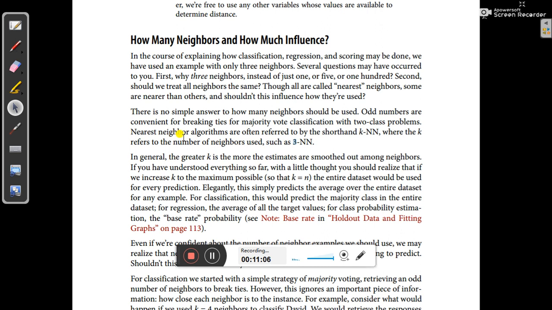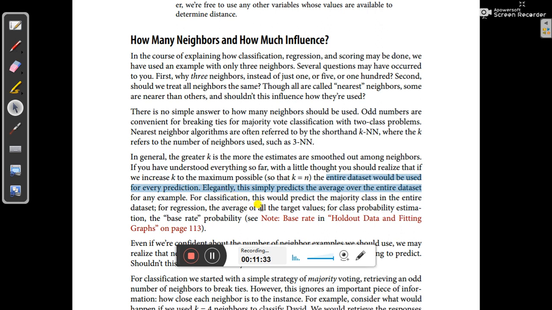You can find the KNN algorithm in the literature also. The K value will be 3, 5 or 9 or something like that. In general, the greater K is, the more the estimates are smoothed among neighbors. If you have understood everything so far, with a little thought you should realize that if we increase K to the maximum possible, the entire dataset would be used for every prediction.